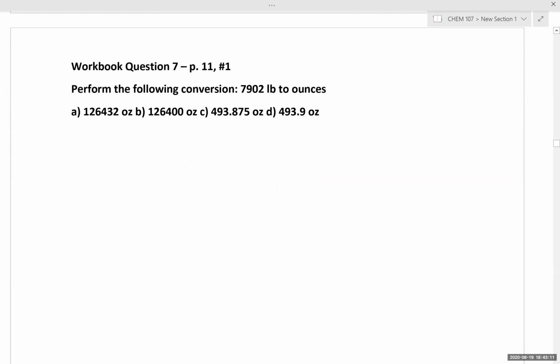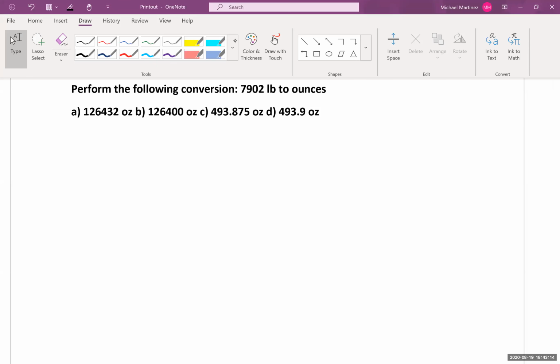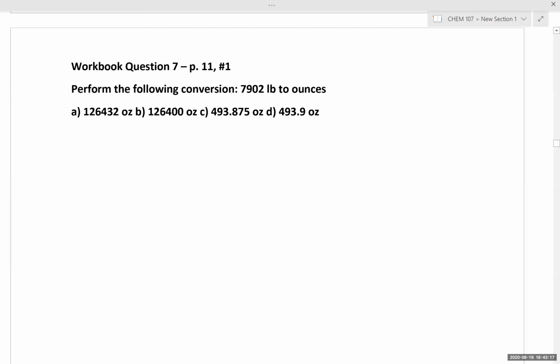And this is a workbook question. This is page 11, number 1. So if you're working through the homework, this is a good thing to pay attention to. We're asked to perform the following conversion: 7,902 pounds. We're trying to convert pounds to ounces. I'd like you to spend about 3 to 4 minutes working on this problem. The first order of business is to go check our table of conversion factors, and tell me the relationship between pounds and ounces.